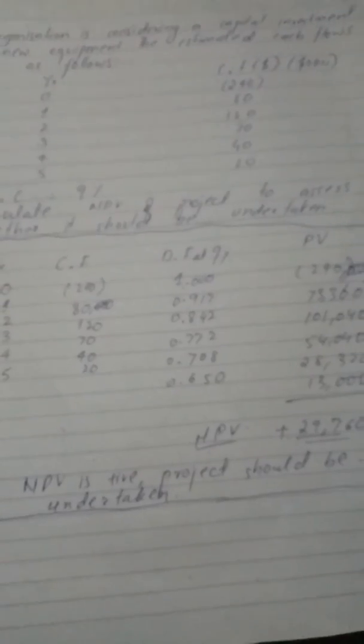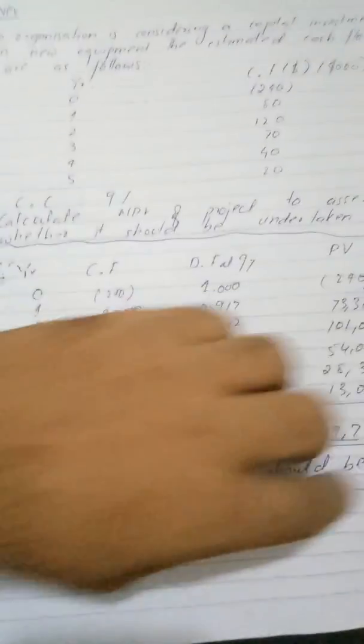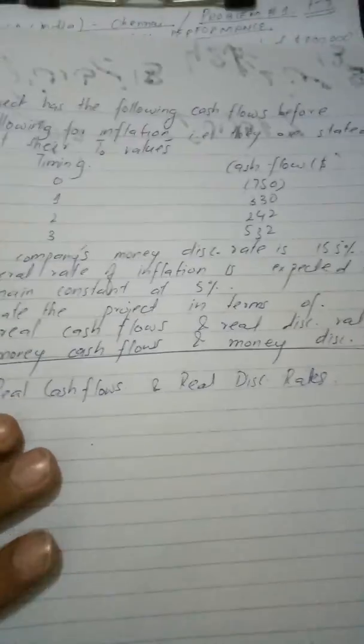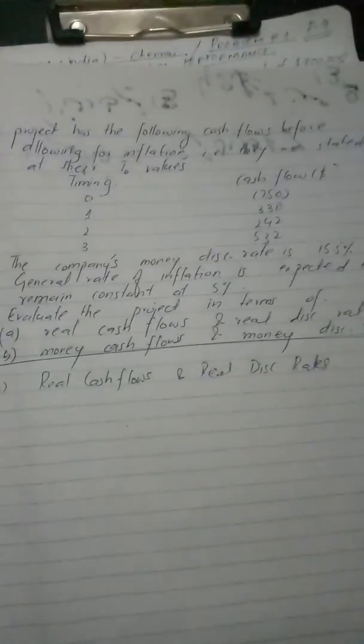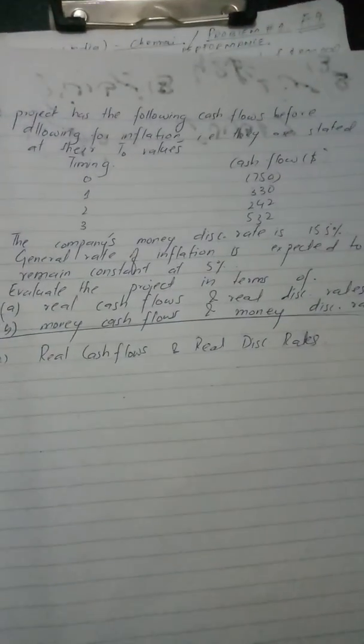Timing 0, 1, 2, 3, cash flow 750, 330, 242, and 532. The company's money discount rate is 15.5%. General rate of inflation is expected to remain constant at 5%. Evaluate the project in terms of real cash flows and real discount rates, and money cash flows and money discount rates.